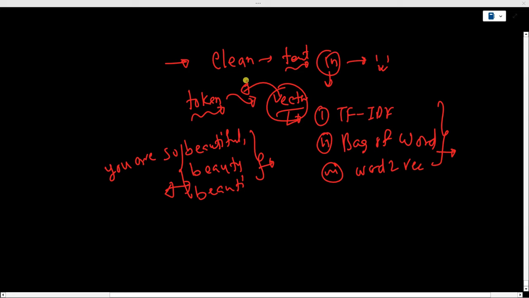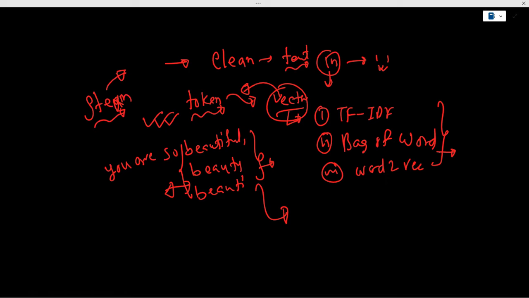That's why we need to do the tokenization. Or you can also call it stemming. To convert this data into one single form, for example, it converts beautiful, beauty, and beauty into the single word beauty.